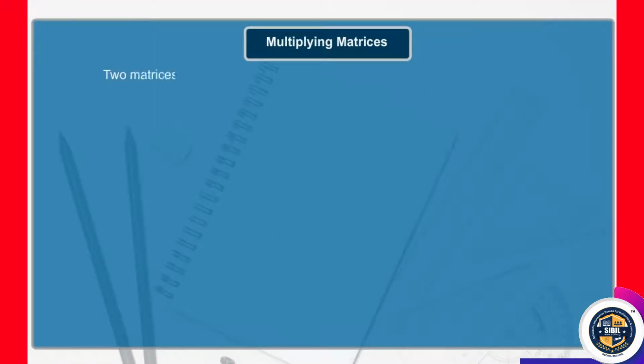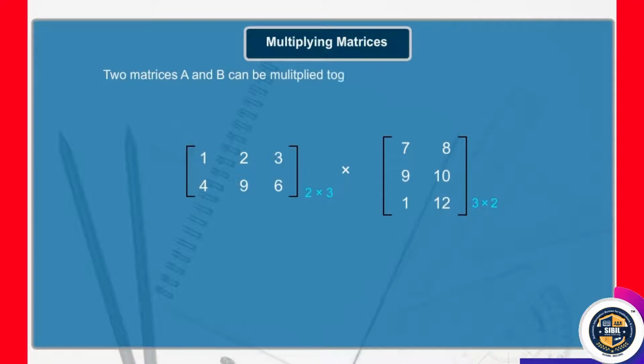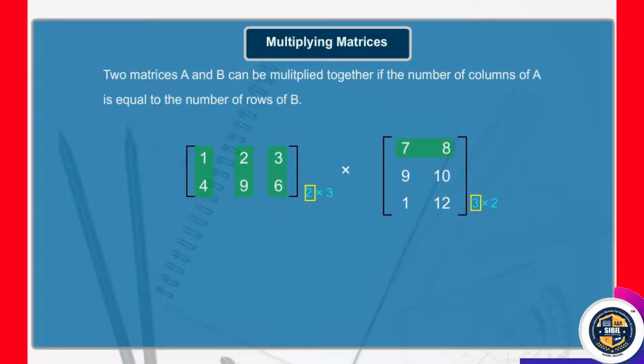Multiplying matrices. Two matrices A and B can be multiplied together if the number of columns of matrix A is equal to the number of rows of matrix B. They should follow the given condition. A matrix with order m by n multiplied by a matrix with order n by p gives a matrix with order m by p.